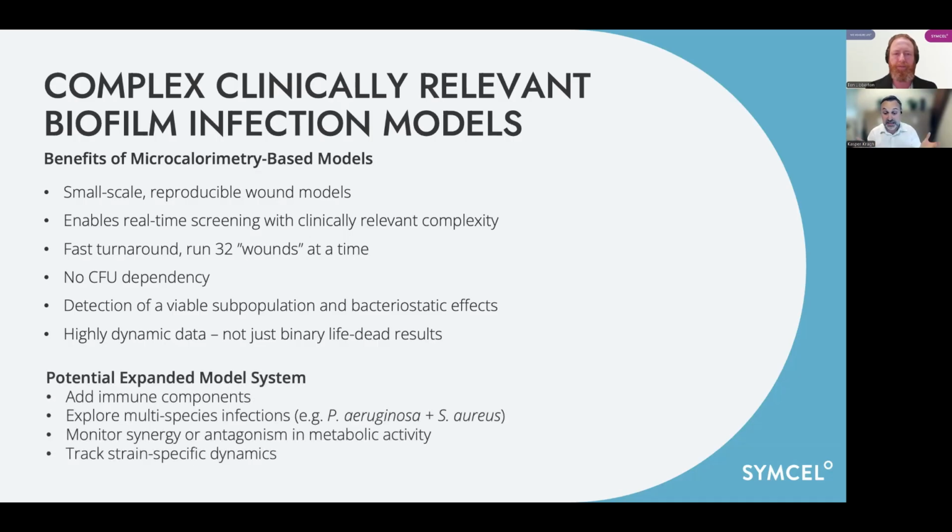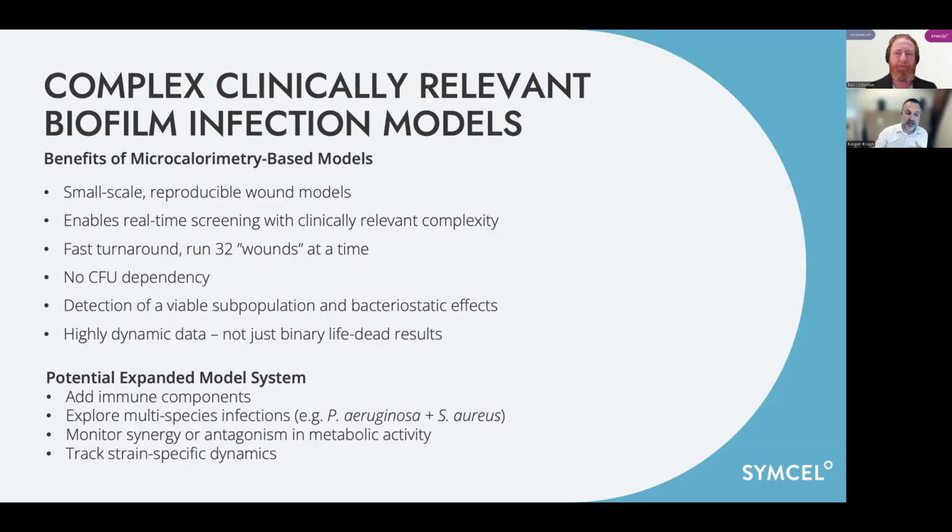There's still a lot of things that could be expanded on here. We could add an immune component. If you added in isolated immune cells to the wounds, it would be very interesting to see the effect on that. They are a big part of developing some of these gradients that are in wounds and in chronic infections.